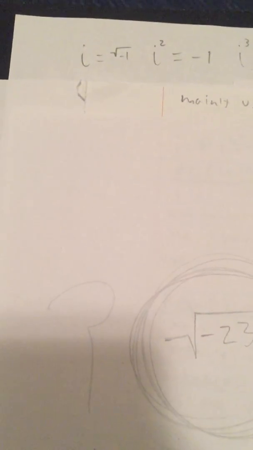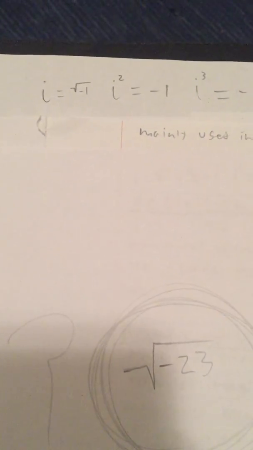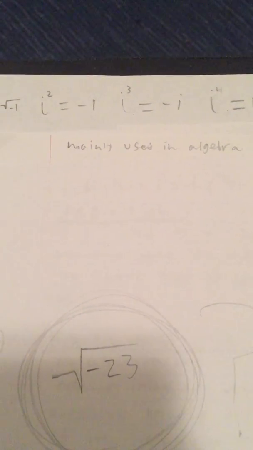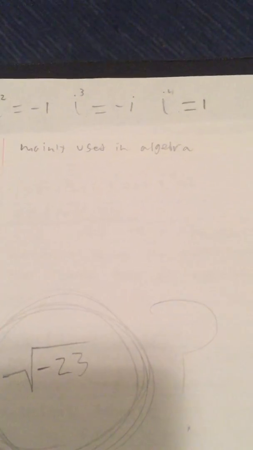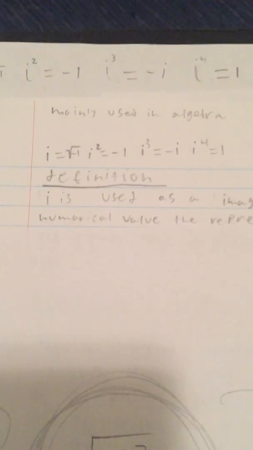Negative square roots can sometimes come up in mathematics. The solution to this is i. i is mainly used in algebra, and the powers of i are: i equals the square root of negative 1, i squared equals negative 1, i cubed equals negative i, and i to the fourth equals 1.